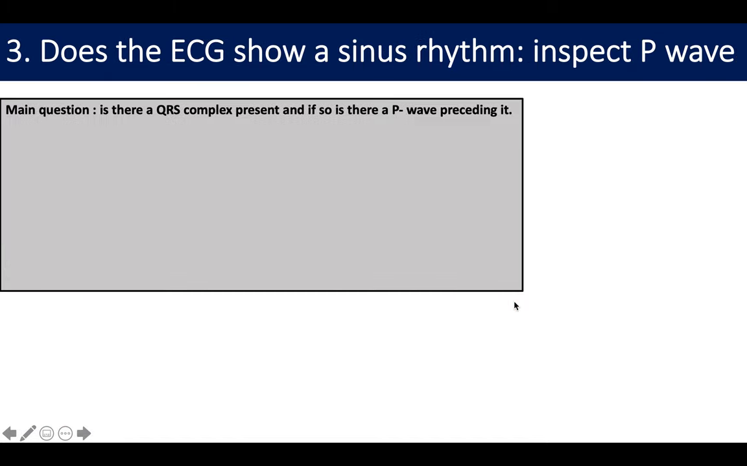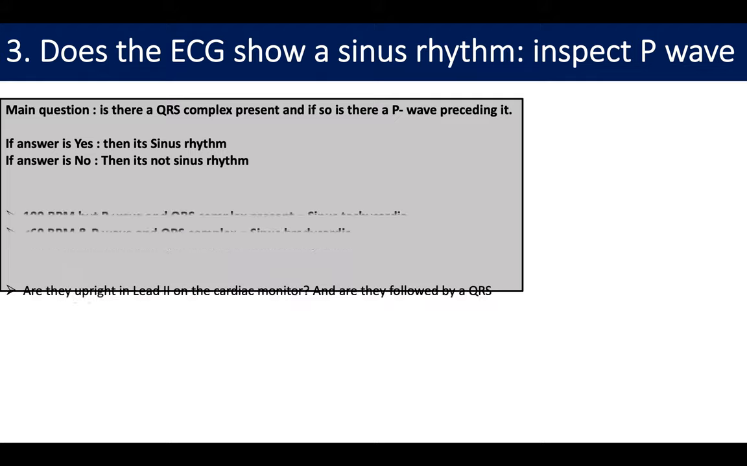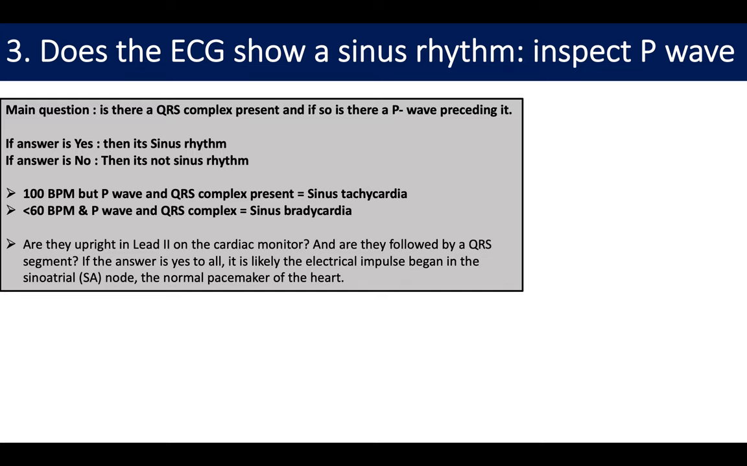Now, does the ECG show a sinus rhythm? What does sinus rhythm mean? Sinus rhythm means the beat has been generated from the SA node, the sinoatrial node, hence the name sinus. The main question is: is there a QRS complex present? If so, is there a P wave preceding it? If yes, it's sinus rhythm. If no, then it's not sinus rhythm.